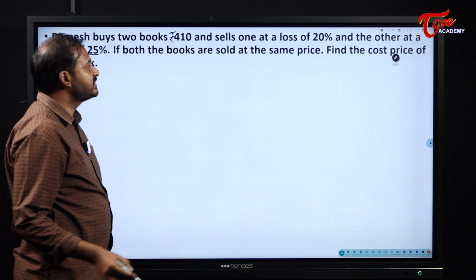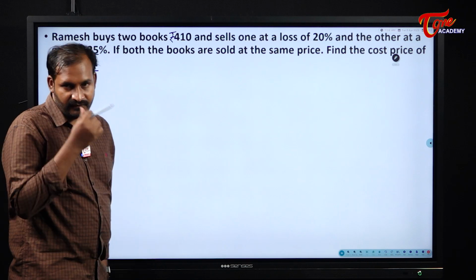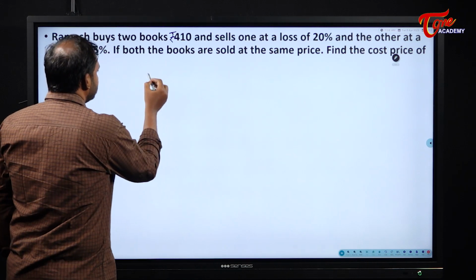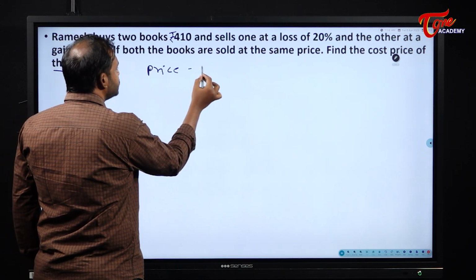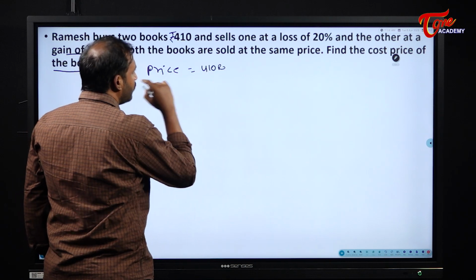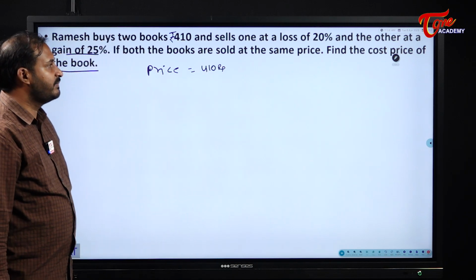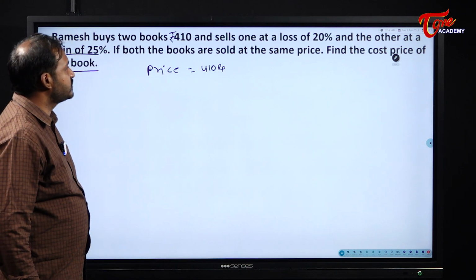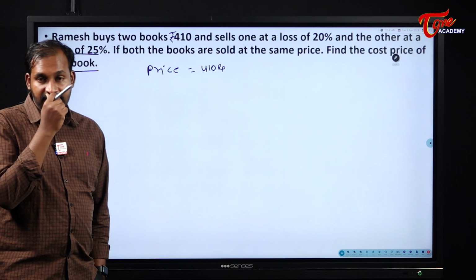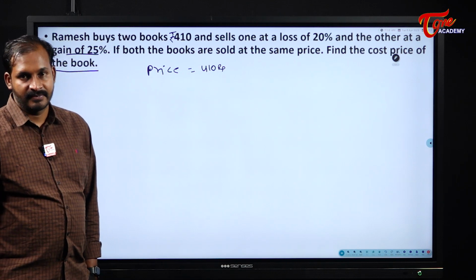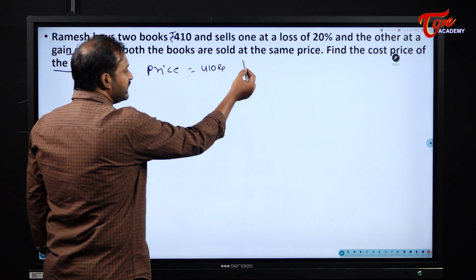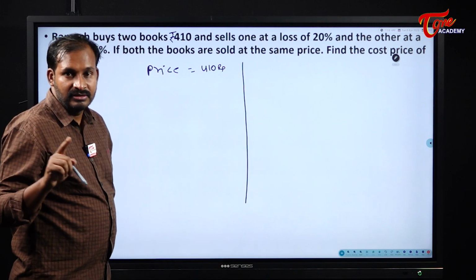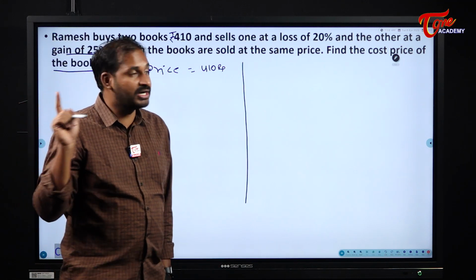Ramesh buys 2 books for 410. Together the price of both the books is 410 rupees. On one he sold for 20% loss and the other he gained 25%. And the books were sold at the same price, so the selling price of both the books is the same. Now see here, students, we will take the help of our shortcut method. What is that shortcut method?